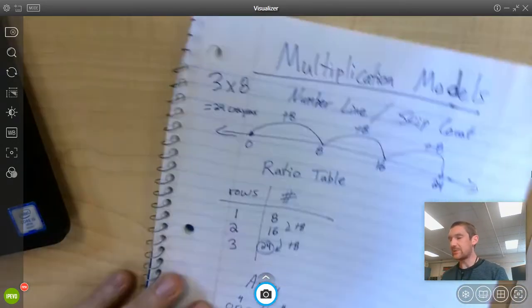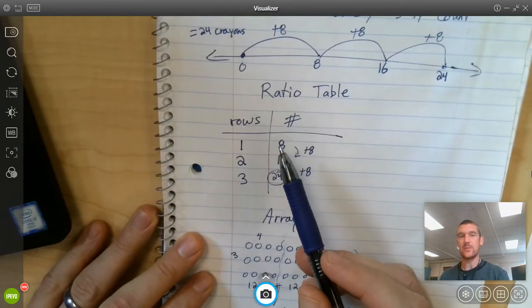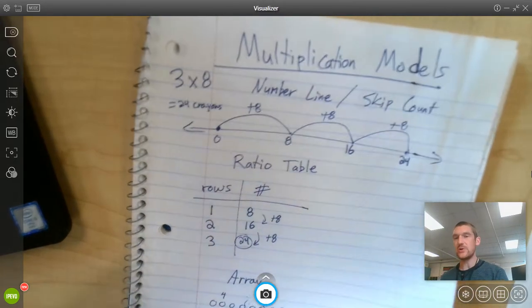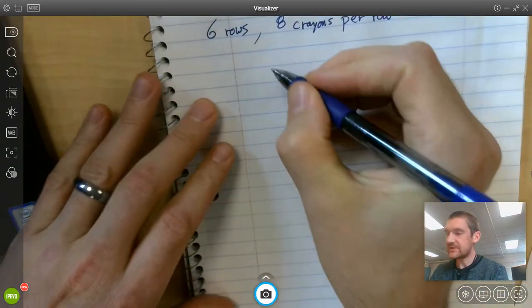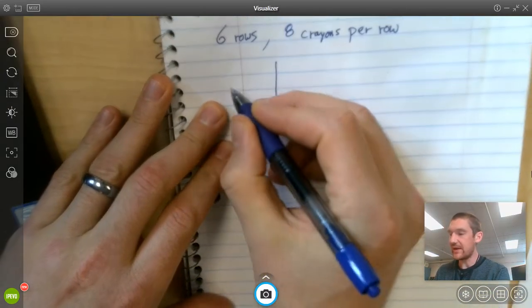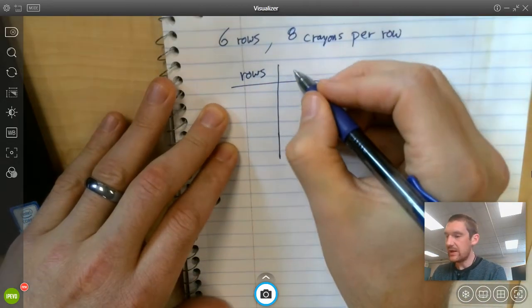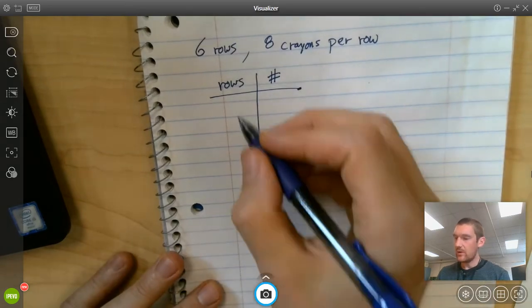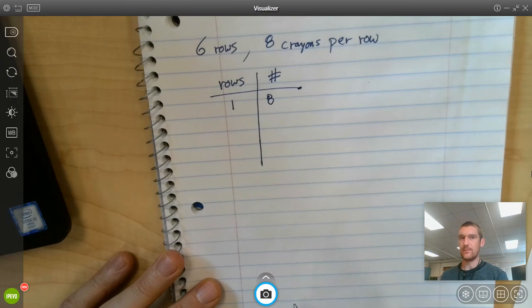Let's look back at our options. I could do some skip counting on a number line. I could use a ratio table, an array, an area. Let's do that ratio table. Okay, so I'm going to form a T-chart again. Okay, so here's the rows, and then this is like the number of crayons. Okay, so one row would have 8 crayons per row.